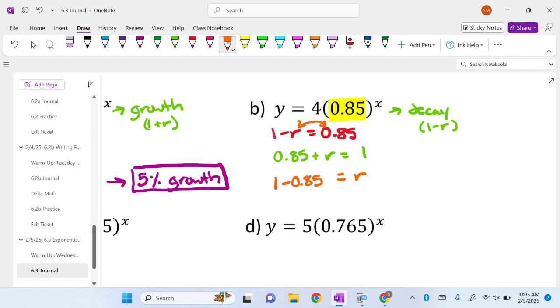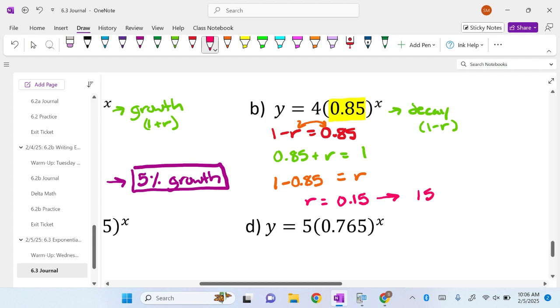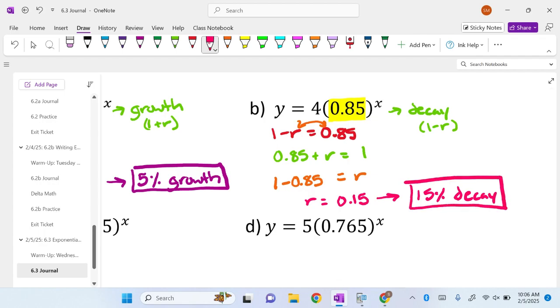Now, if I subtract those two, what would my r equal? 0.15. And again, as a percent, because we want it as a percent, you'd multiply 0.15 by 100, and you should get what? 15% decay. Don't forget to write decay after it. Any questions on how to find your percent rate?